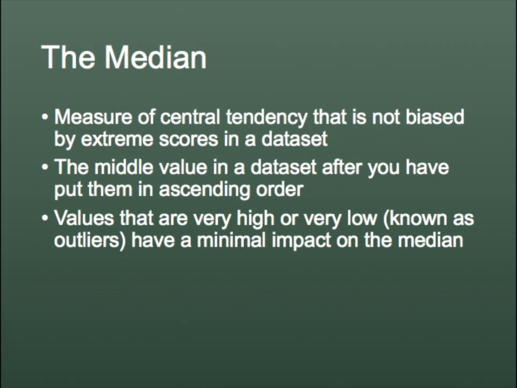The median is a measure of central tendency not biased by extreme scores in a data set. This means that if you have extremely high or low values called outliers, they don't have as much of an impact on the median as they would on the mean. In order to find the median, you want to sort your data in order from smallest to largest value, and then the middle value, or that at the 50th percentile, will be the median value for your set of data.